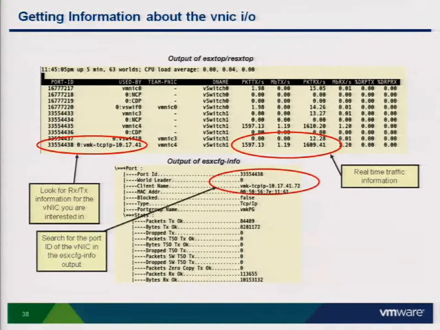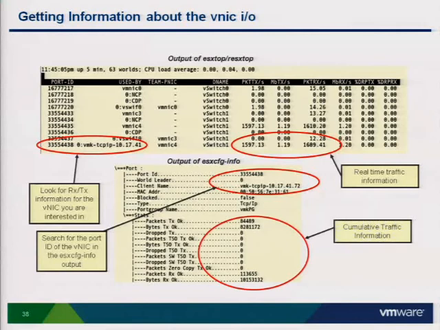And if you're looking for static information, you look at the output of esxcfg-info, and you look for the same port that you've just seen through esxtop. That would give you the port ID for the virtual NIC that you're interested in. It also gives you cumulative traffic information.